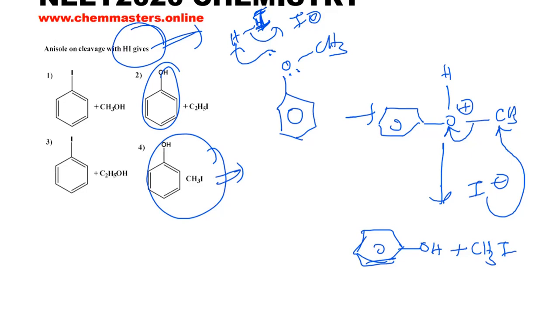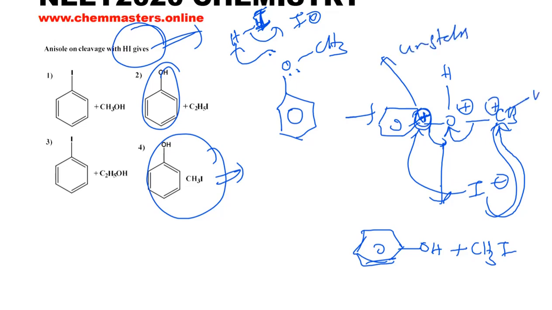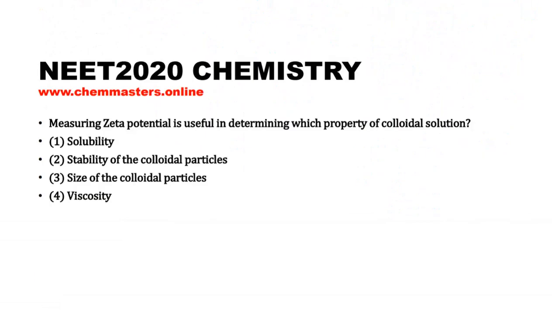Okay, right. And why should I minus attack the methyl group, not the benzene carbon? Because here you can see if a positive charge appears on the benzene ring, it is mostly unstable, whereas the methyl carbon is stabilized by hyperconjugation. So that's why I minus always attacks this methyl group. Next question.